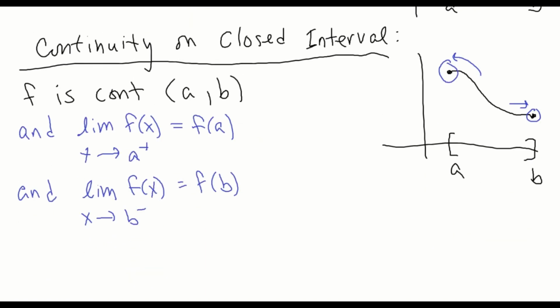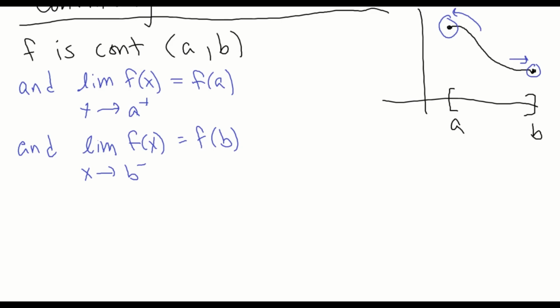We can also have functions that are continuous on half-open intervals, such as an interval that's open at a and closed at b, or closed at a and open at b. For all these cases, f has to be continuous on the interior of the interval, and left or right continuous on the closed endpoints of the interval. Let's look at some examples.